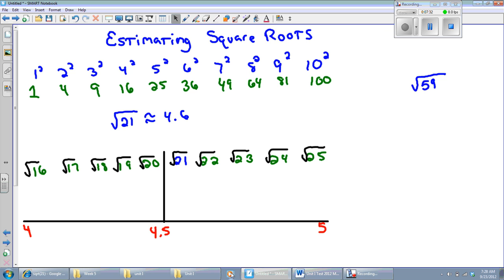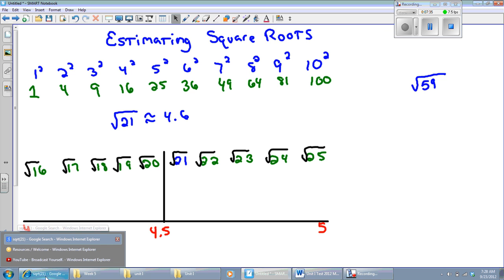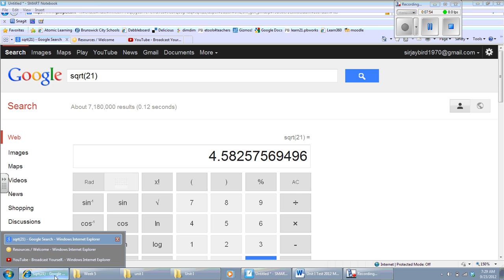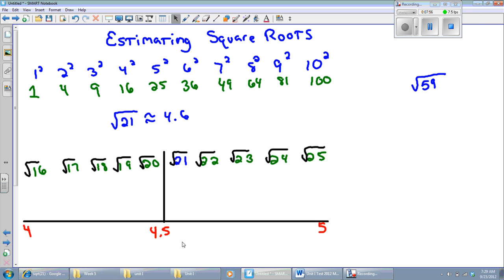Now check this out. I've got the square root of 21 typed into Google, and there it is, 4.582575694996. But you see, my estimation of 4 6/10 is only off by 2 pennies, actually less than 2 pennies, 0.02. All right, so that should be getting pretty easy for you by now. I know it was a little confusing at first. I'm going to have you try to do the square root of 59 on your own.